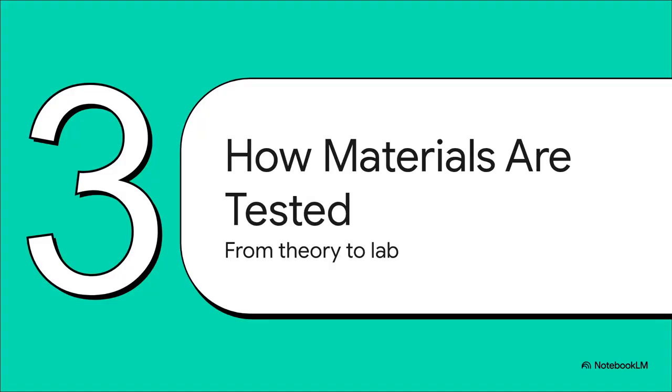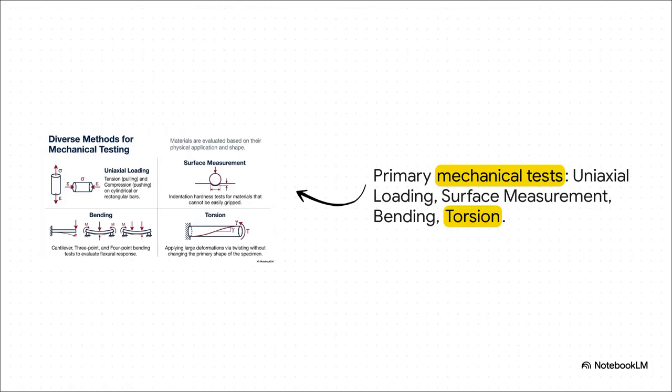So we've got the theory down. Awesome. But how do we go from these ideas on a whiteboard to actual numbers we can use? For that, we've got to leave the classroom and head into the lab to put these materials through their paces. And what's so cool about this is seeing all the different ways we can, well, torture materials for science. We can pull on them, that's tension, or squeeze them in compression. We can poke them to test their surface hardness. We can bend them to see how they flex, or we can even twist them, which is called torsion.